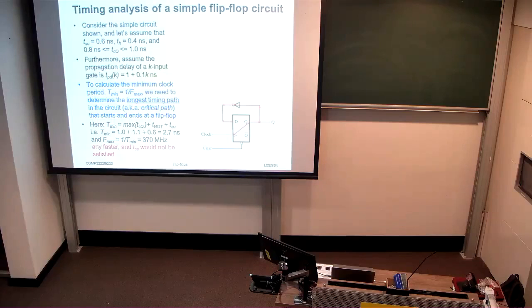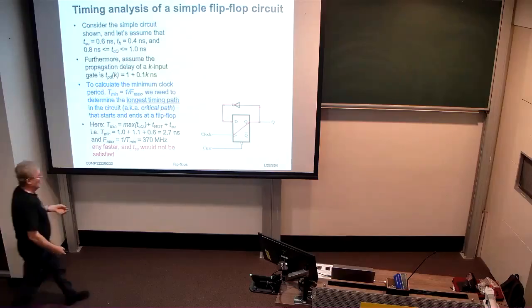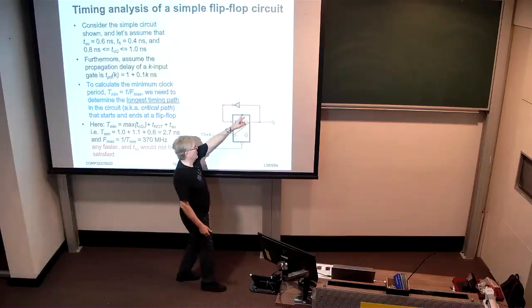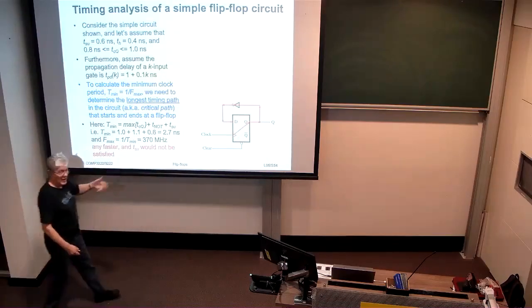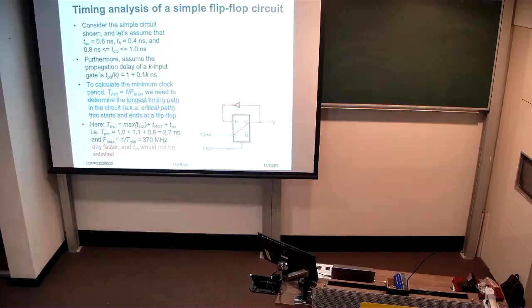We can operate it at any frequency less than 370 and it's going to work fine. But if we try to operate it faster than 370 megahertz, we're not giving signals enough time to get back to D and to influence D, right? We're not going to be satisfying setup time, and so it may not toggle correctly. If I try to operate it at 500 megahertz, it's not going to work at all.